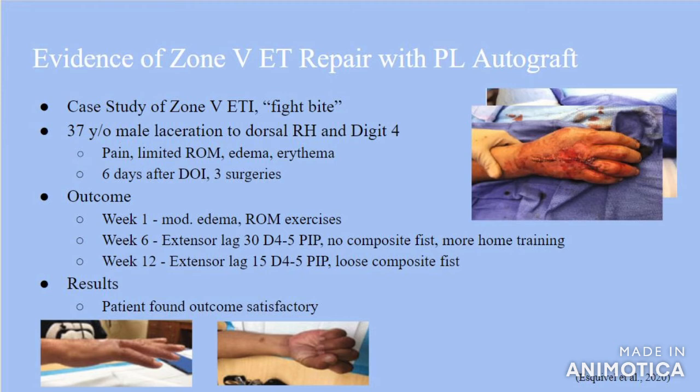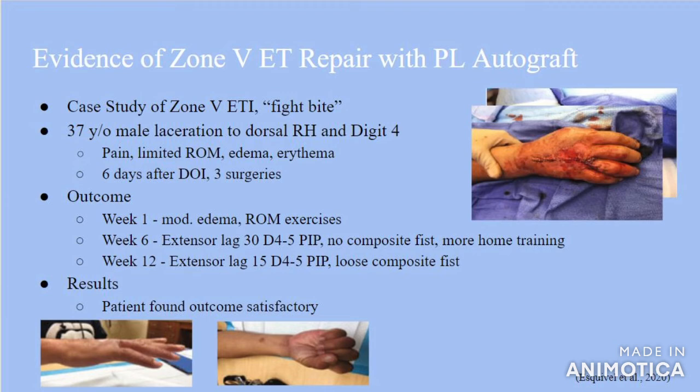Week 1 found moderate edema of the affected areas. He was provided with range of motion exercises to complete each hour and a block splint otherwise. Week 6, the patient had no MCP extensor lag, but 30 degrees of PIP extensor lag. He also was unable to make a full fist due to stiffness in the area. Again, he was re-educated on rehab protocol for home exercises.